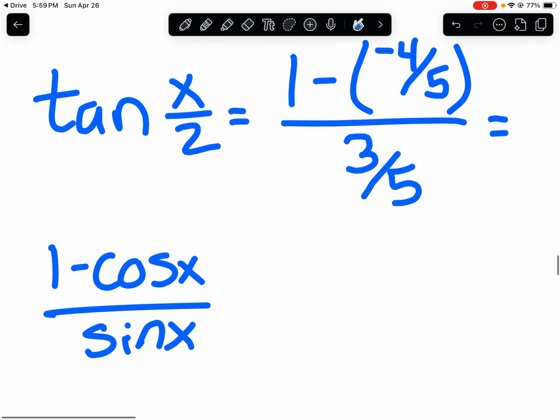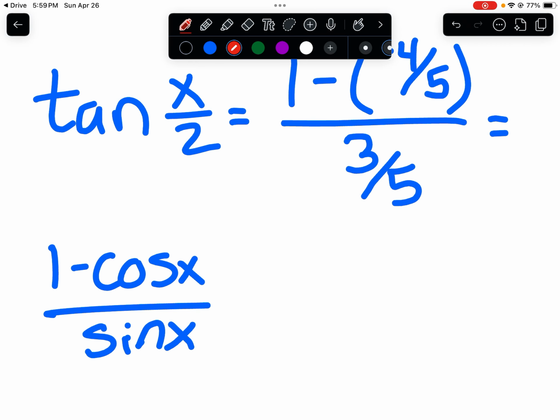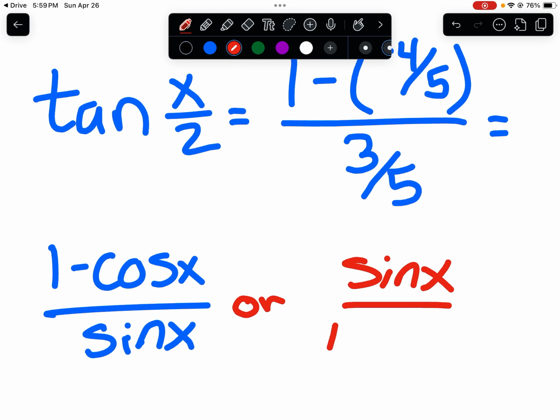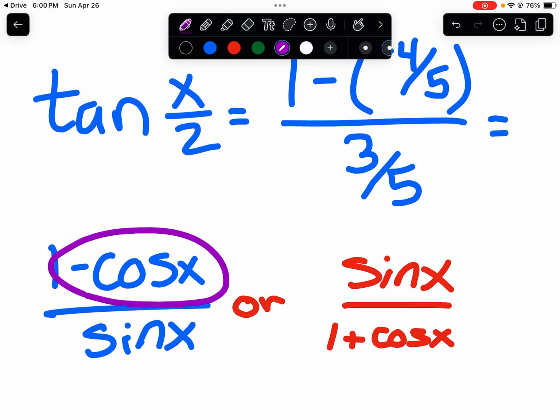Then tangent of x over 2 is a little bit different. We don't have any square roots. We don't have any plus or minus signs to worry about. The only thing you have to decide is which formula you want to use, because you have 1 minus cosine x over sine x, or you've got sine x over 1 plus cosine x. You should get the same value either way, so it shouldn't matter which one you pick. I like the 1 minus cosine x over sine x, maybe just because it comes first on the sheet. So that's the one I went with.